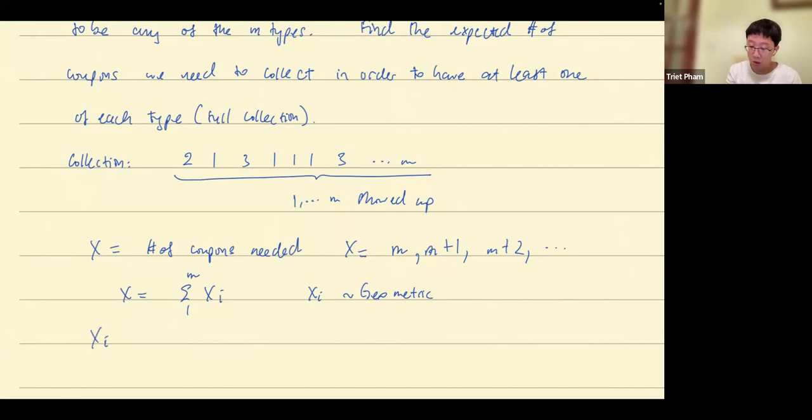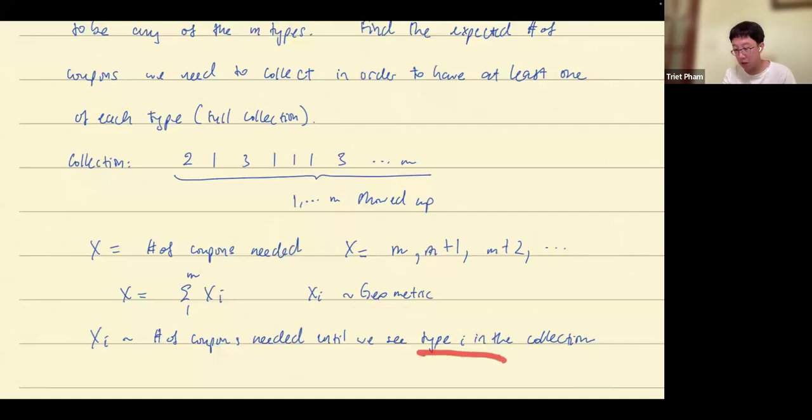So clearly, Xi represents the number of coupons needed until we see type i in the collection. Does that make sense? And that's why it's a geometric random variable, because the success here is basically the number of coupons needed to see it.